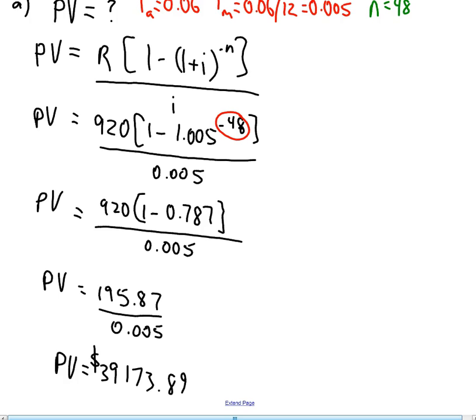So you would think that multiplying 1.005 48 times would make it bigger, but because it's a negative exponent, it's actually the reciprocal power. And so when we subtract that from 1, I show the intermediate step, the 1.005 to the negative 48 is this number here. That's leaving us with a small number multiplied by 920, and then divided by 0.005 gives us the 39,173.89. So this is a good strategy. If you have 0% financing, it means you don't pay anything to the company to buy the vehicle, but you still need to make the payments.